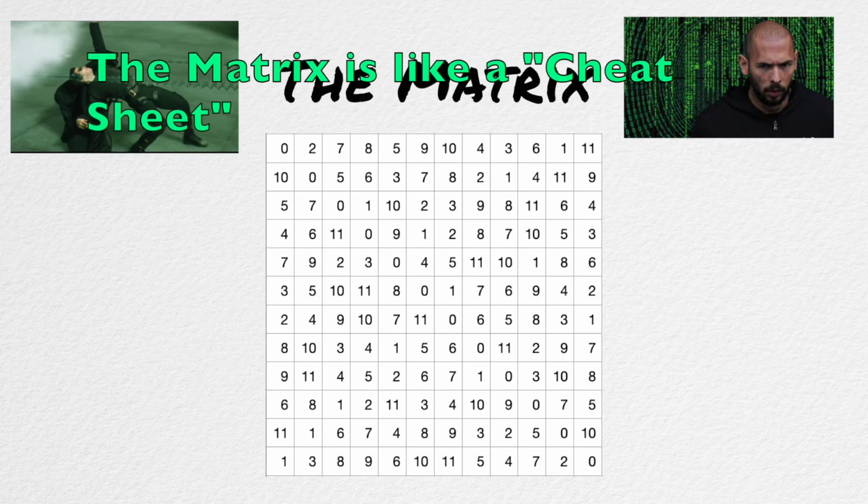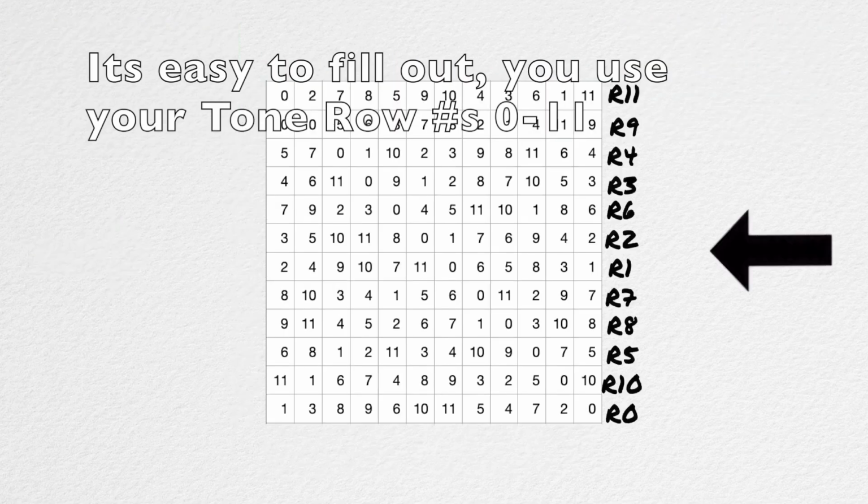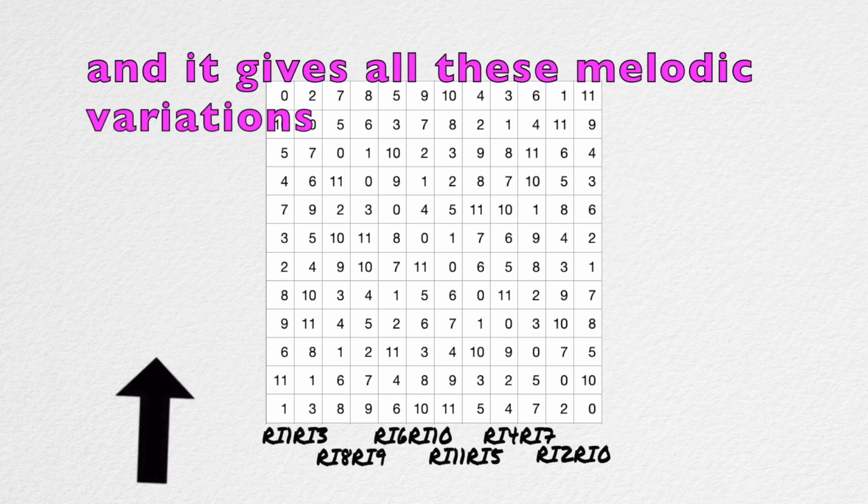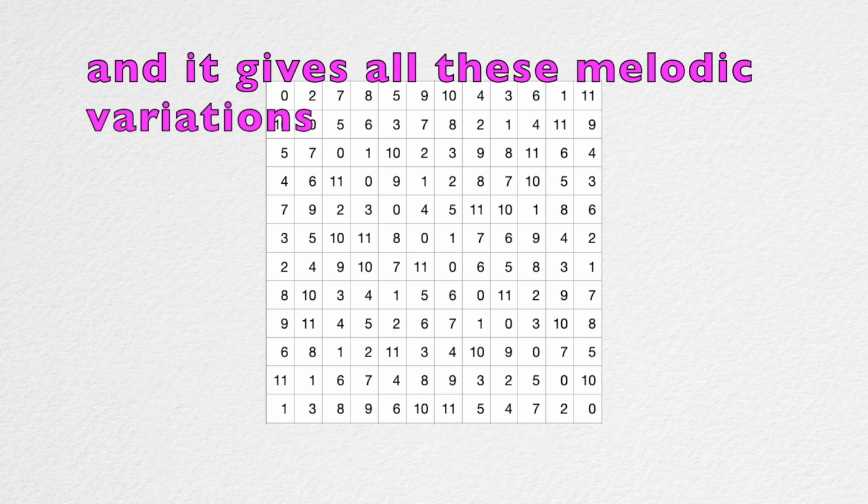The matrix is a way of showing every possible operation of the row and all of its forms. This way shows us the transpositions, this way shows us the retrograde transpositions, this way shows the inversions, and this way shows the retrograde inversions. So let's use some of this info and write a short 12-tone piece.